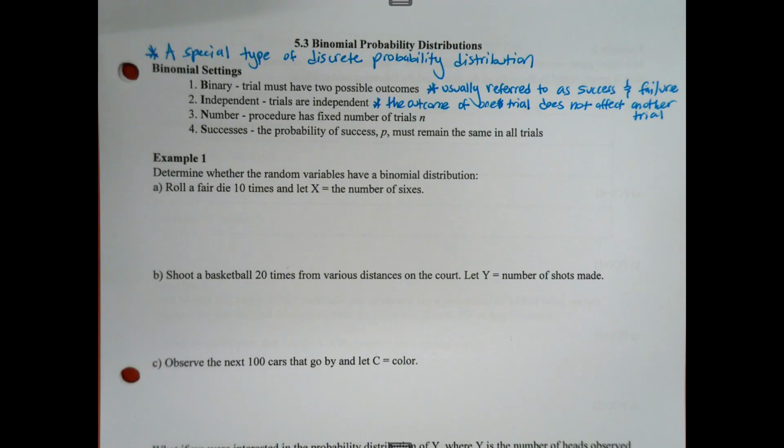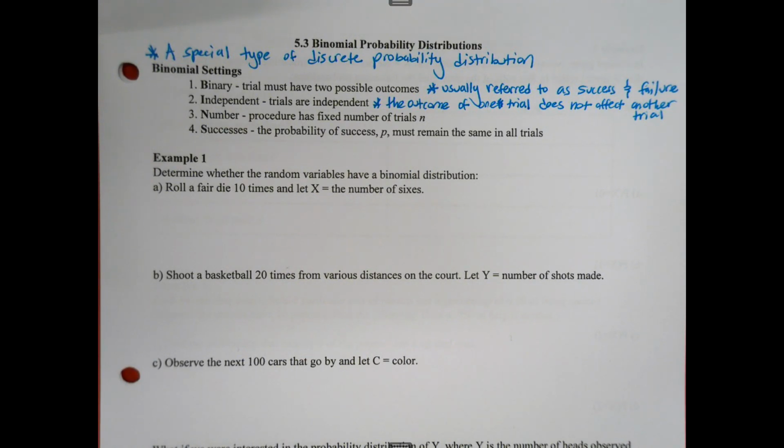And then for the S, successes, the probability of success, we use P to identify it, it must remain the same in all trials. Therefore, the probability cannot change from one trial to the next. That is part of the reason why the trials need to be independent. The probability of success when we have dependent events changes the probability.